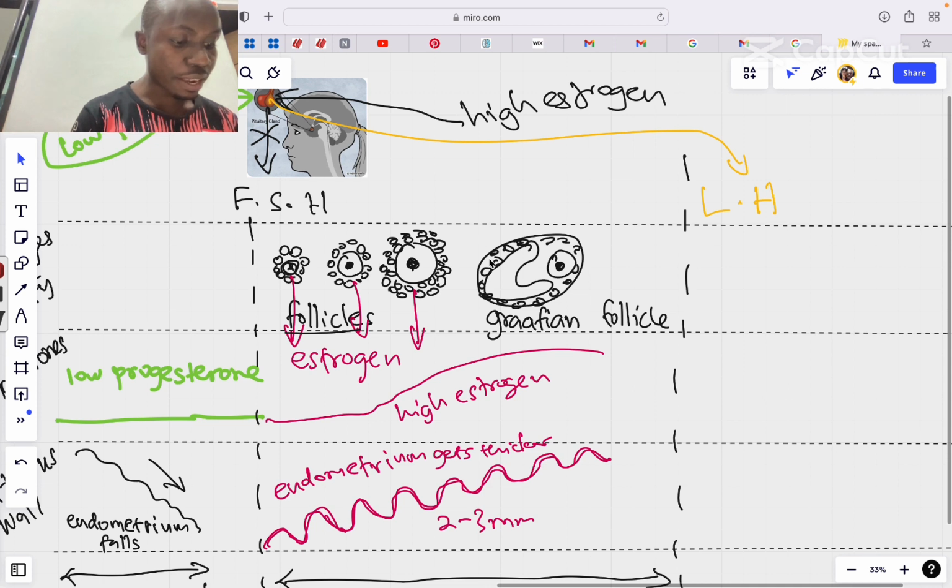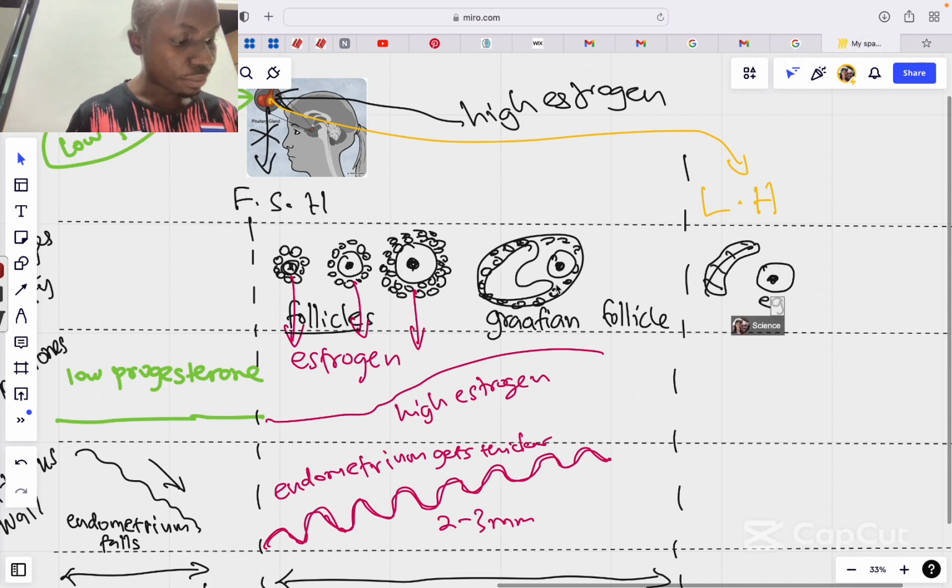So let's draw that here. The LH is going to do what? It's going to go into the ovaries and make the Graafian follicle pop. So I have drawn it here. This is the egg with the nucleus. And this is the cells which were around the egg.